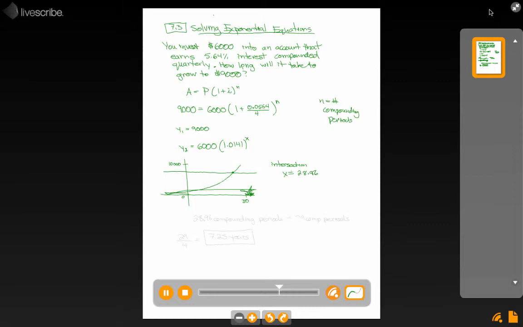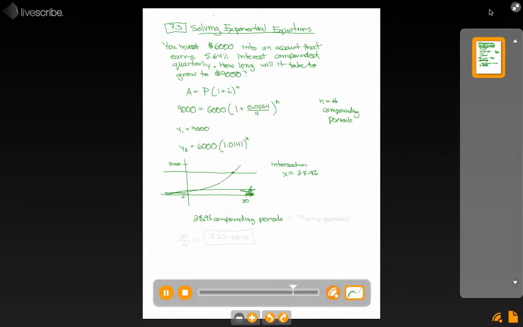Now it is important that we know what x is, because if we just say it'll take 28.96, the person will say 28.96 what? It's not 28.96 years. In fact, that would be way too long. You'd have much more than $9,000 in this investment after 29 years. What this is, is 28.96 compounding periods. The fact is you have to round this, because 28.96 compounding periods wouldn't really happen. They either compound your interest or they don't. And so you would need to round this.